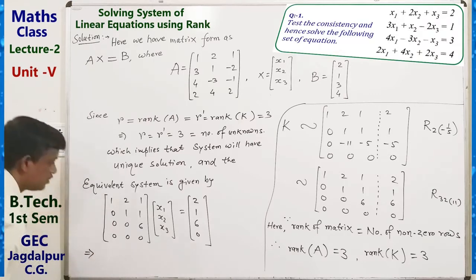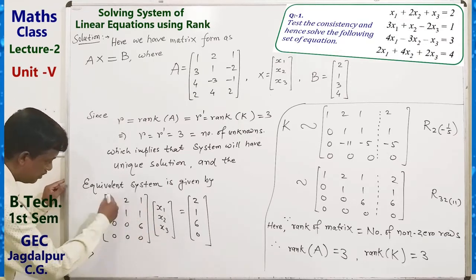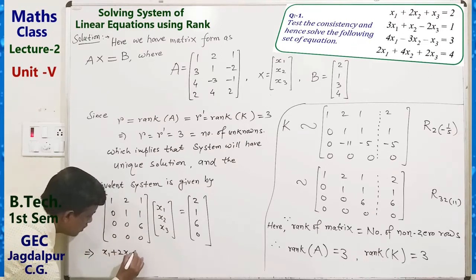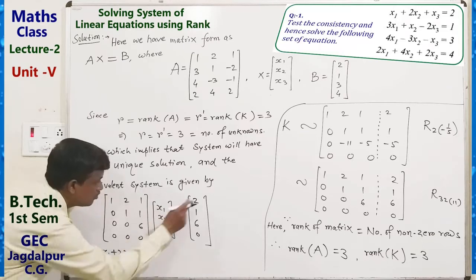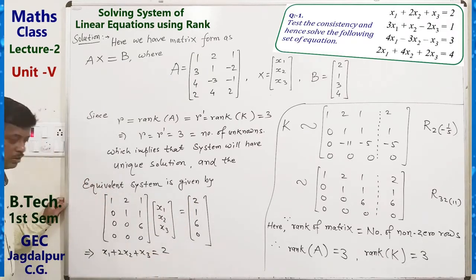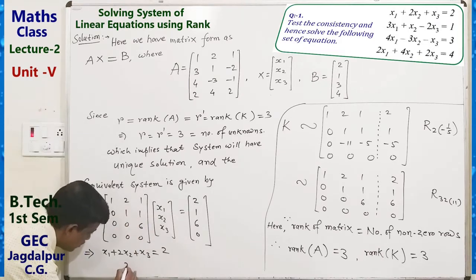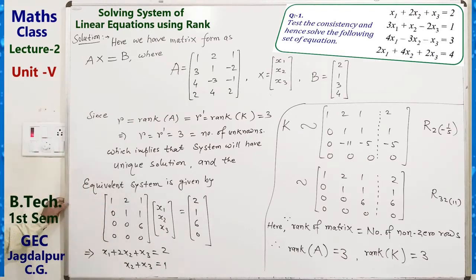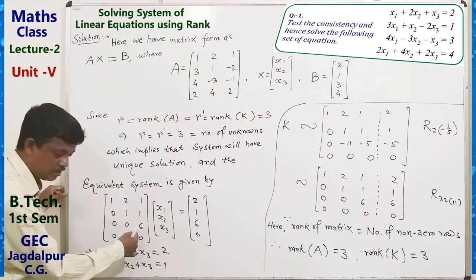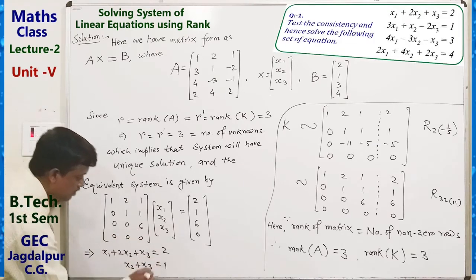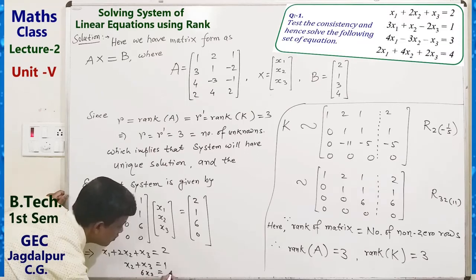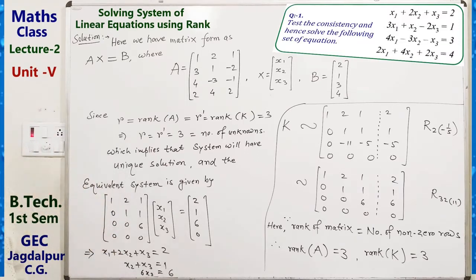This implies we can write, multiply this by this. So x1 plus 2x2 plus x3 equals 2. Now this is multiplied to here: x2 plus x3 equals 1. And this is multiplied to here, 6x3 equals 6. So this is the equivalent system.